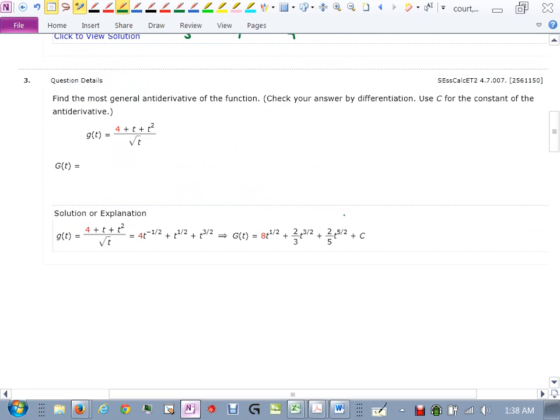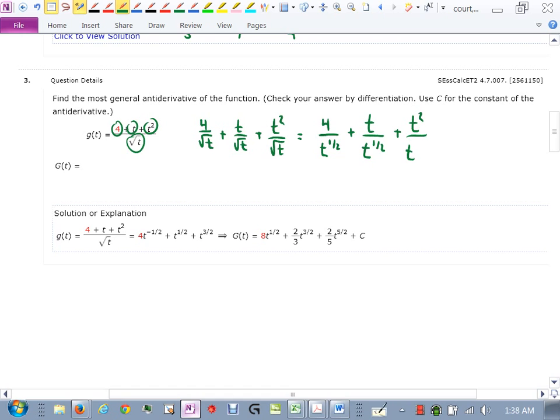All right, for this one, this is a pretty important one. I'll take a look here at the answer. What we're going to do is, because I have 1, 2, 3 terms over a single term, I can split this up and I can make it 4 over root t plus t over root t plus t squared over root t. That's the same as 4 over t to the 1/2 plus t over t to the 1/2 plus t squared over t to the 1/2. So all I'm doing is rewriting this problem.